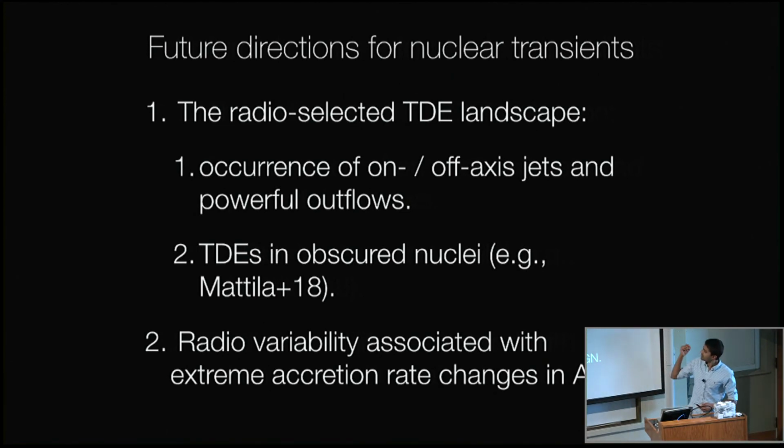But I think these radio-selected searches, first of all for tidal disruption events, can tell us something quite important about the actual fraction of jetted versus non-jetted events by also being sensitive to off-axis jets, and also look at TDEs in obscured nuclei. But of course, we are also interested in AGN. AGN are interesting, and especially those with extreme accretion rate changes where we might be able to say something about the occurrence of radio jets. Thanks.